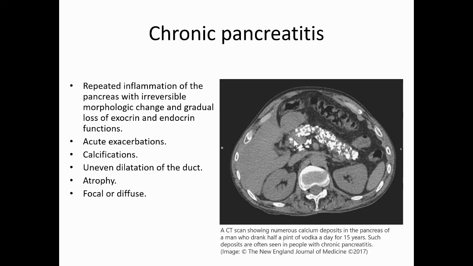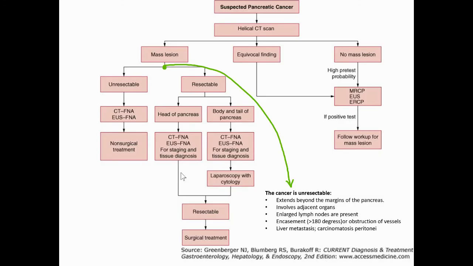And since we know where the pancreas should be, then we suggest that that's probably due to chronic pancreatitis. We might see uneven dilatation of the duct, atrophy, and it can be focal or diffuse. If we suspect a pancreatic cancer, then sometimes ultrasound is performed, but usually ultrasound is not diagnostic.